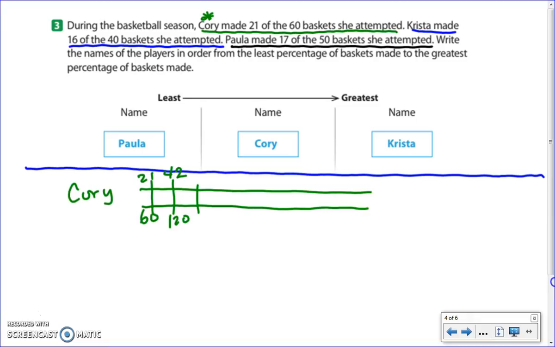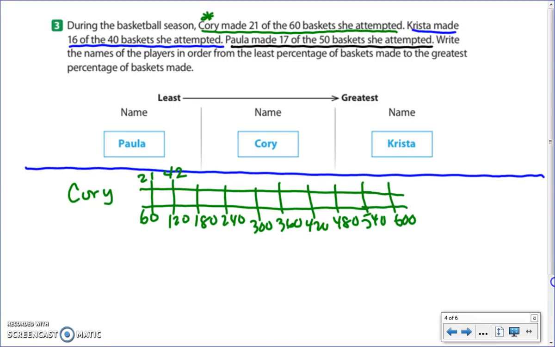42. I'm going to say 180, 240, 300, 360, 420, 480, 540, and 600. I hope that's going to be far enough. I have a feeling that it will be.